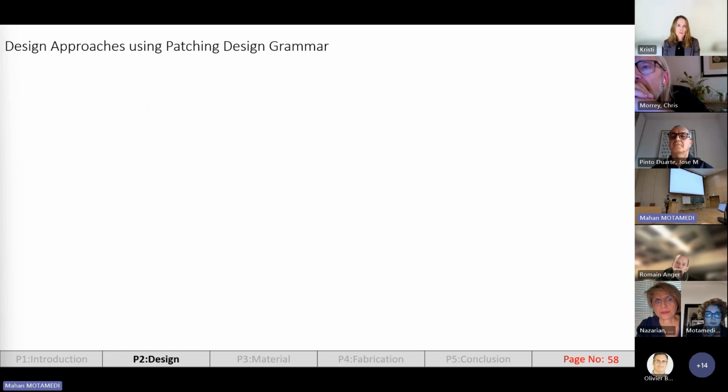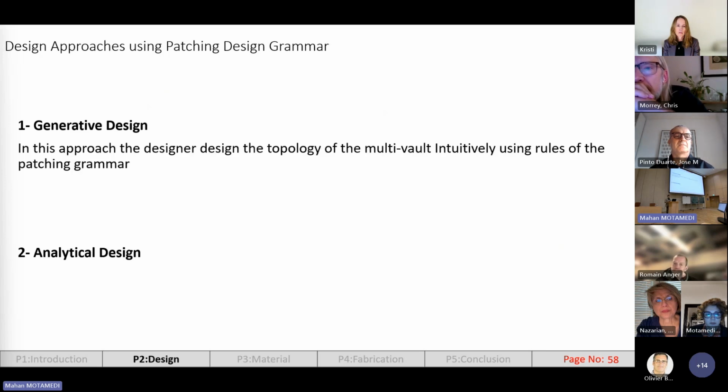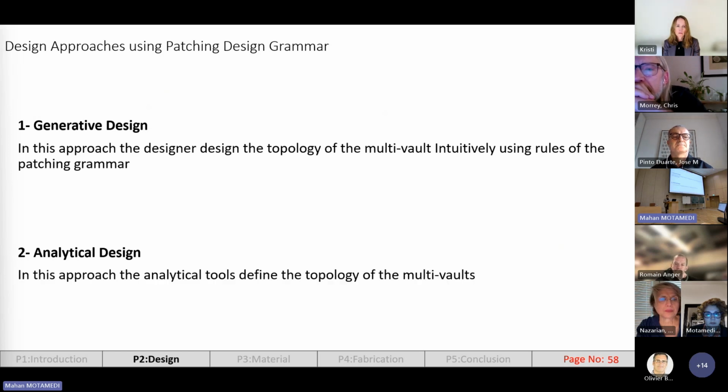Using the patching design grammar, we have two design approaches. The first is the generative design, and the second is the analytical design. In the generative design, the user has to define the topology of the multi-vault. However, in the analytical design, the topology is designed using analytical tools such as the Delaunay triangulation. And in this way, the design is fully automated.